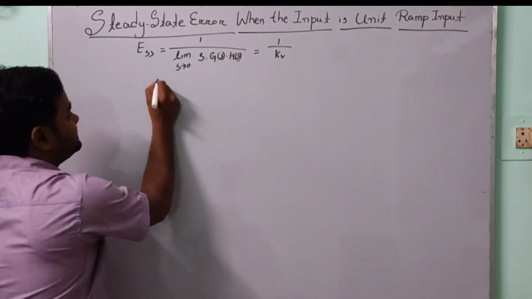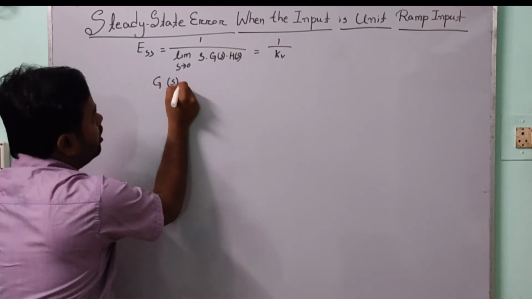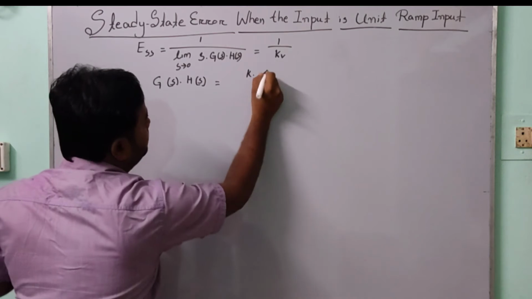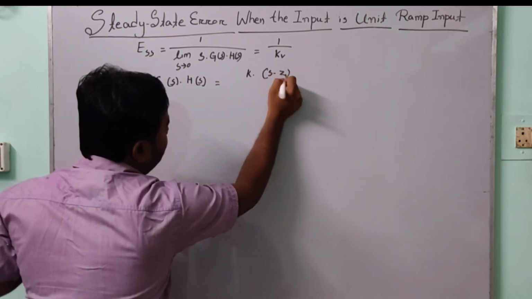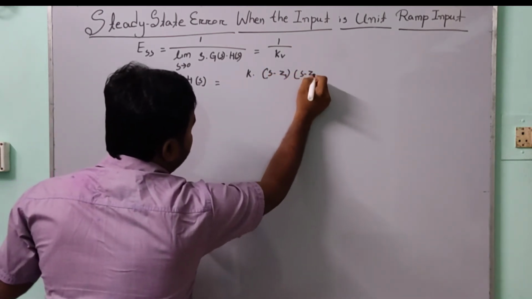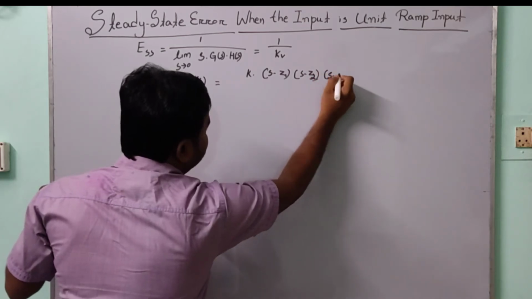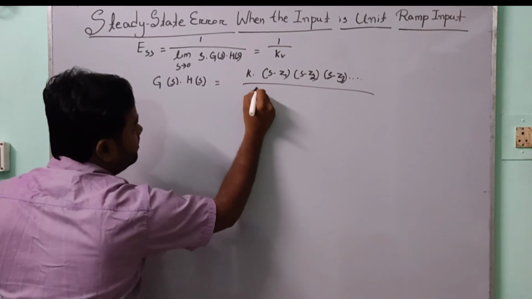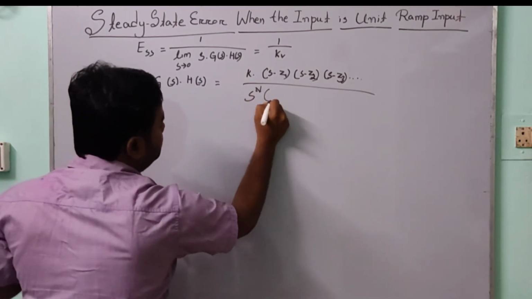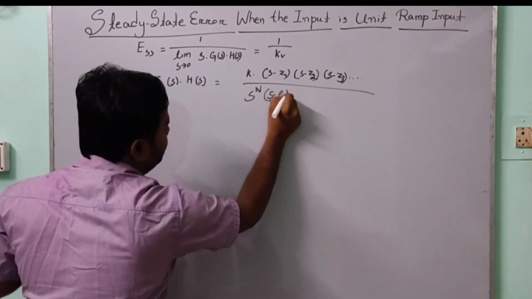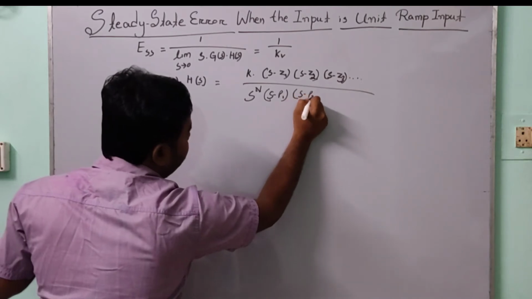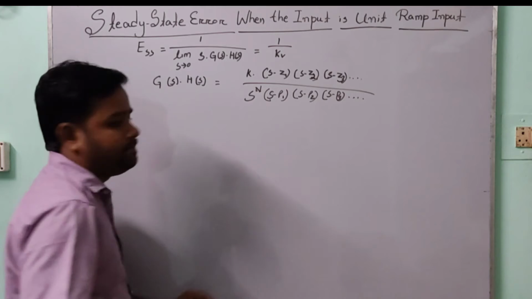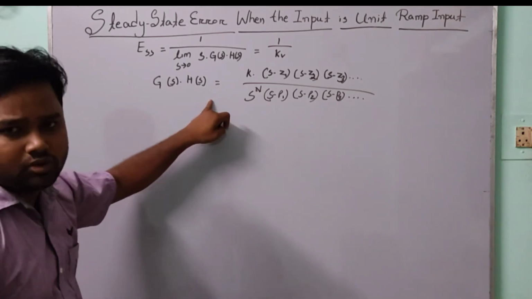In the previous class we have studied the value of G(s)H(s) is equal to K into (s minus z1) into (s minus z2) into (s minus z3) and so on, divided by s to the power n into (s minus p1)(s minus p2)(s minus p3) and so on. This is the formula for G(s)H(s).